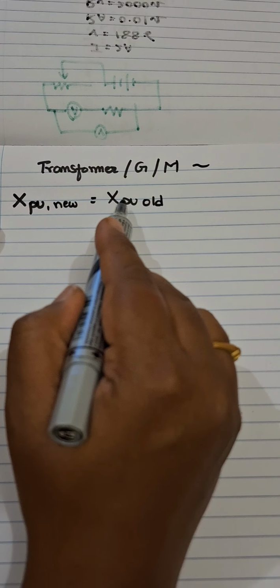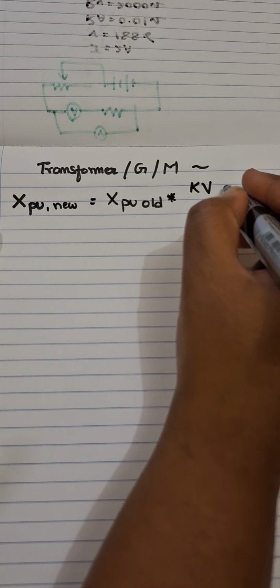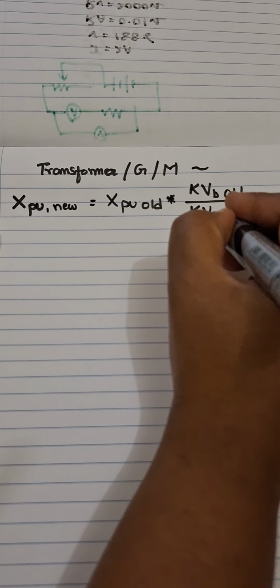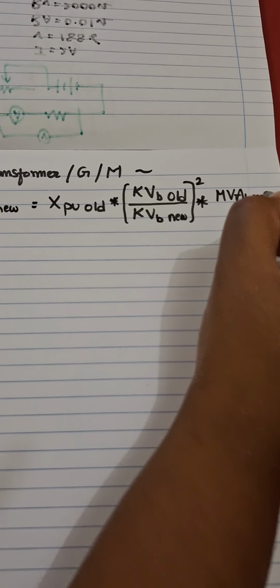reactance. The new per unit reactance is given as the old per unit reactance multiplied with kV base old value by kV base new value whole square, further multiplied by MVA base new value by MVA base old value. So this is the formula we can use to calculate a per unit reactance.